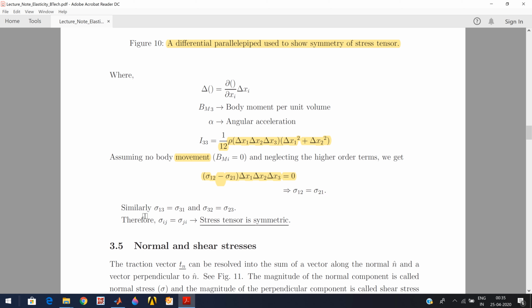Similarly, if we consider moment balance about the x1 axis and x2 axis, we'll get the other two relations. Therefore you can write that sigma ij will be equal to sigma ji, considering the angular momentum balance, and the stress will be considered a symmetric stress tensor.